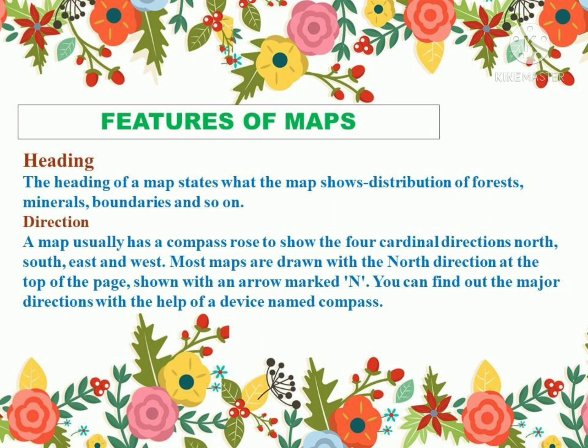Second is direction. A map usually has a compass rose to show the four cardinal directions. The four cardinal directions are north, south, east, and west. They are also called the four major directions. To find out the major directions, we have a device, and the device is named compass.